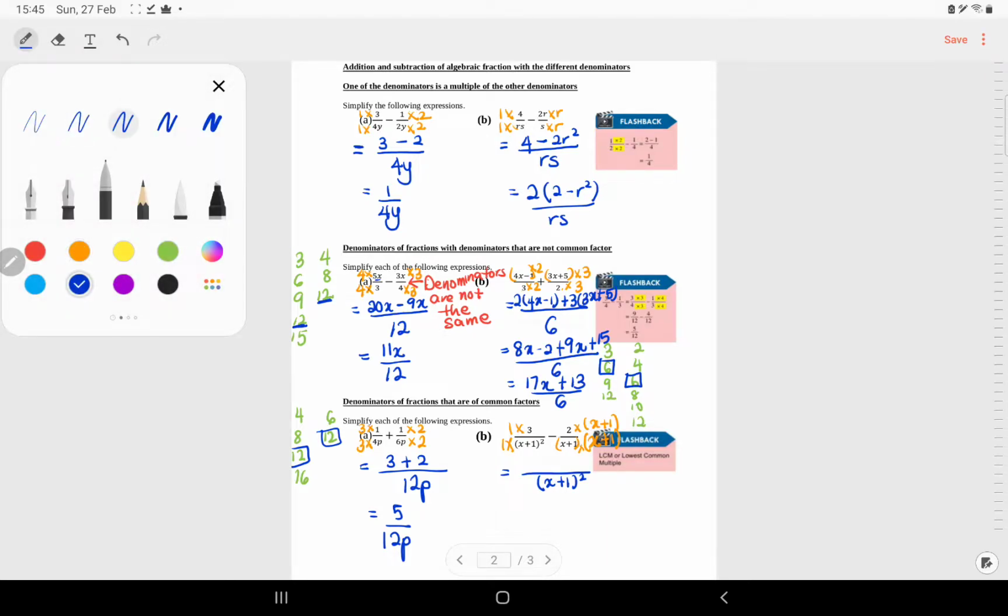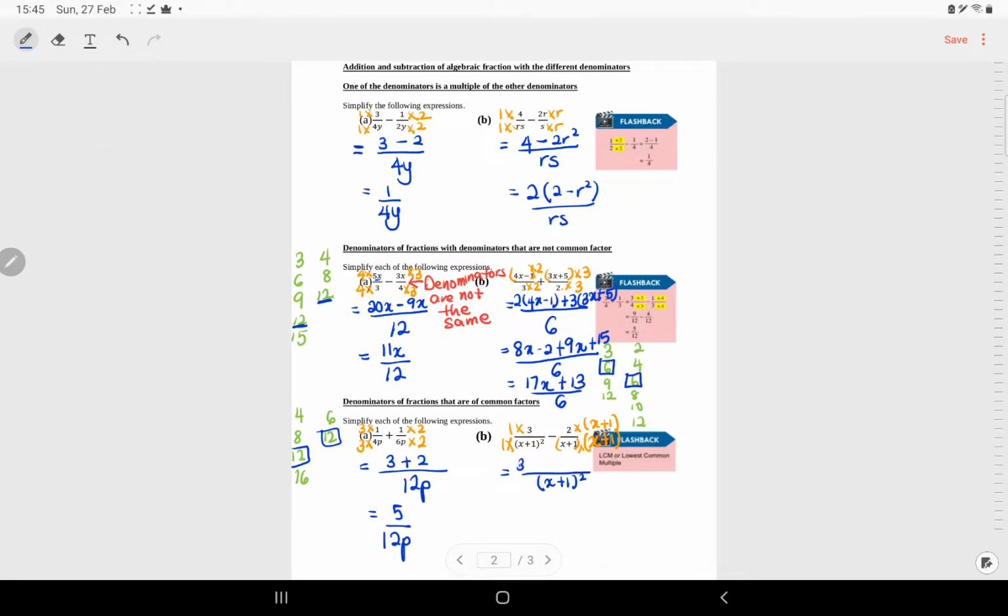And that should give me 1 times 3, 3, minus 2 times (x plus 1). Open up the bracket. Don't forget that's negative 2 times x, so that's negative 2x. Negative 2 times 1, negative 2, over (x plus 1) squared. So simplify it. 3 minus 2 is 1, and then we have 1 minus 2x over (x plus 1) squared.